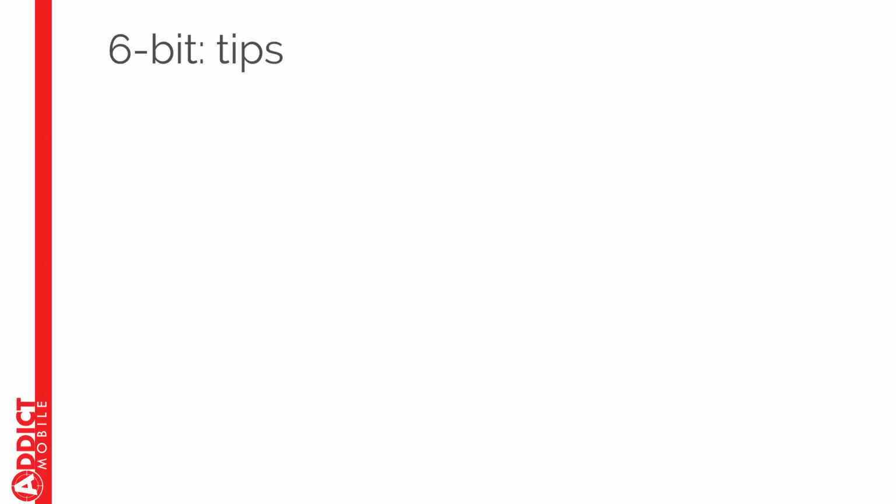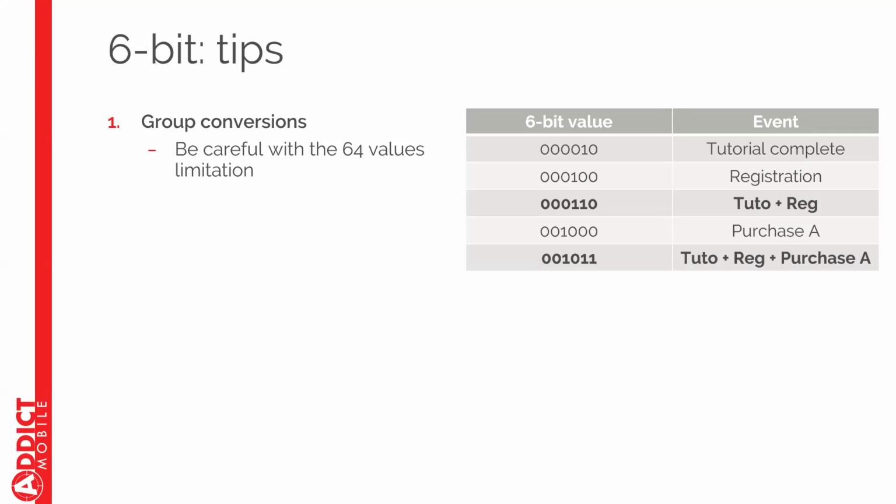A couple of tips, actually two tips on the integration. First of all, you may think of grouping conversions. You're limited to 64 values, okay? So you won't be able to track everything, but let's imagine you have a tutorial complete and a registration. Let's say the registration is not mandatory. You can use the app without registering, but you want an event for tutorial complete and registration because it usually shows better engagement.